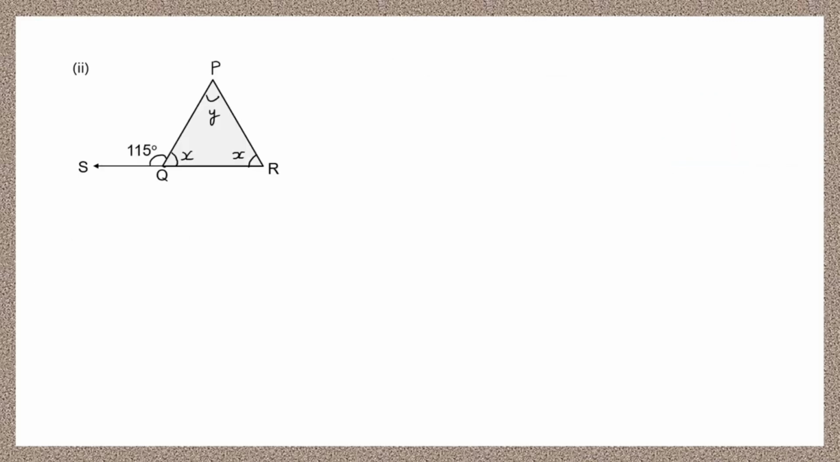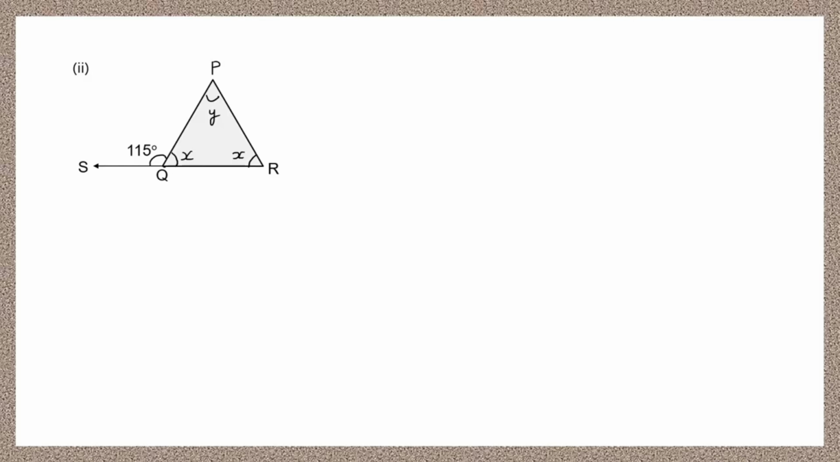Question 2. So here also we have an exterior angle 115 degrees and we have two unknown angles x and y we need to find. Now we don't know the values of x and y, so we cannot use the property which says exterior angle is equal to the sum of its opposite interior angles. 115 is equal to x plus y.